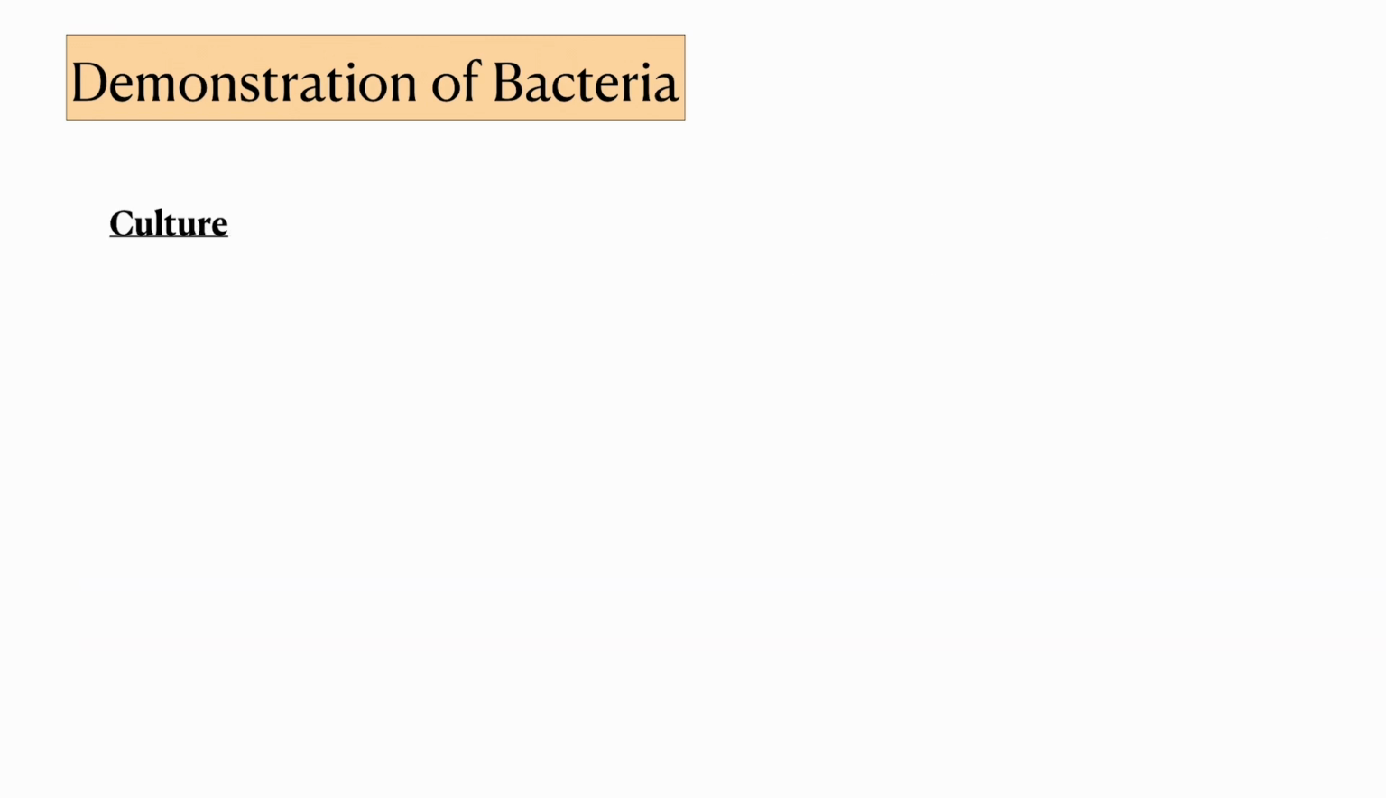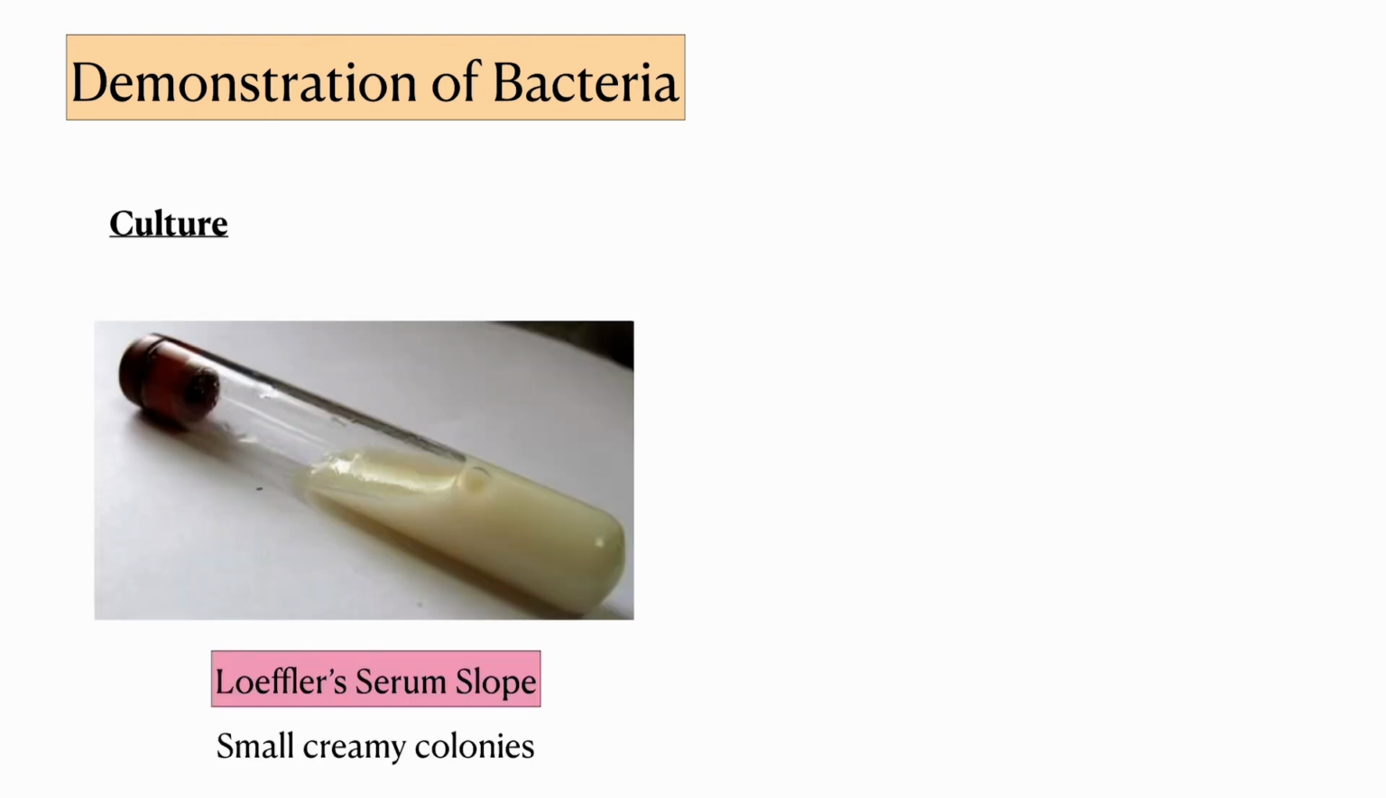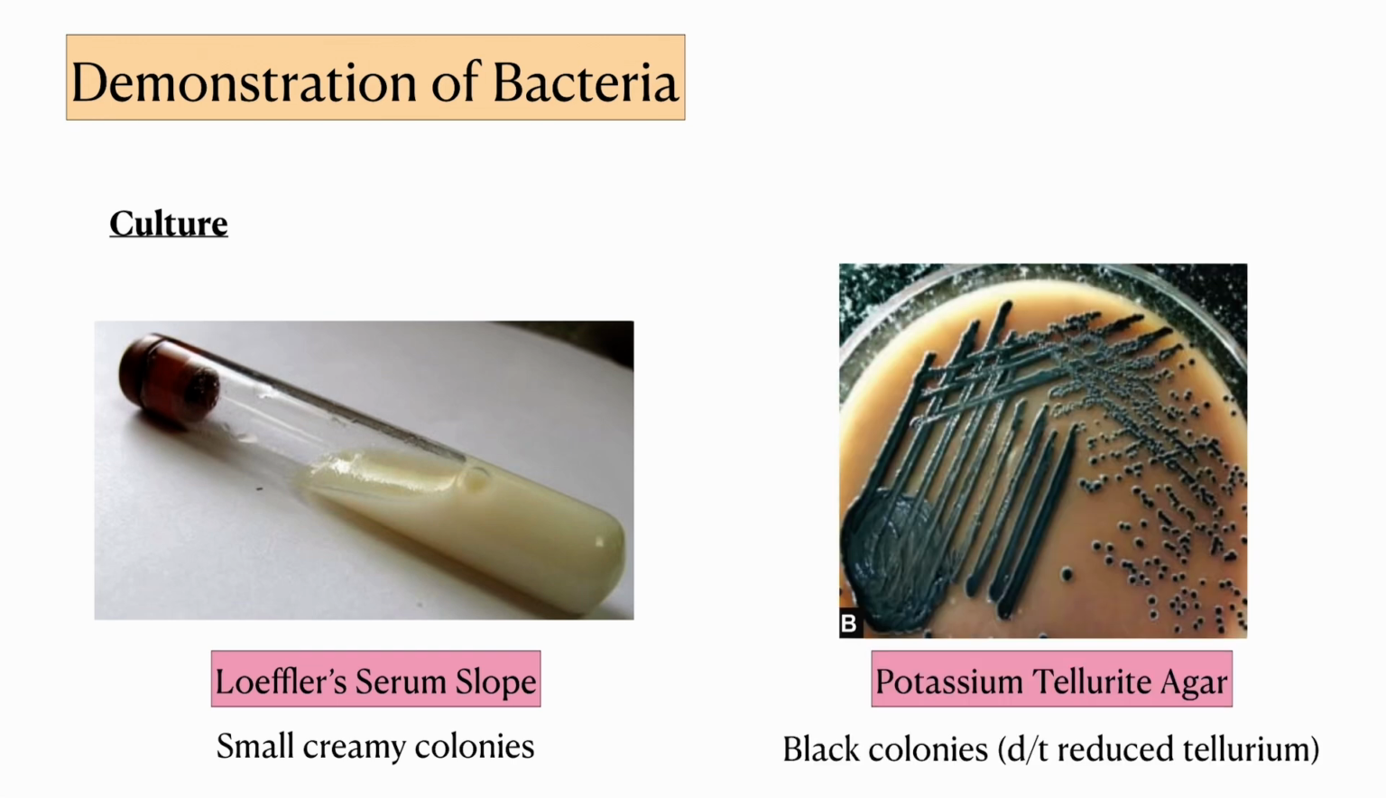Next, we come to culture. In culture, we have two main media. The first one is the Loeffler serum slope, wherein the bacteria form small creamy colonies, and next we have potassium tellurite agar, wherein the bacteria form black colonies. These black colonies are due to the accumulation of reduced tellurium in the agar, right?